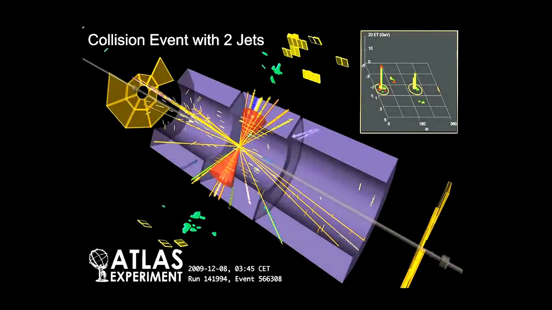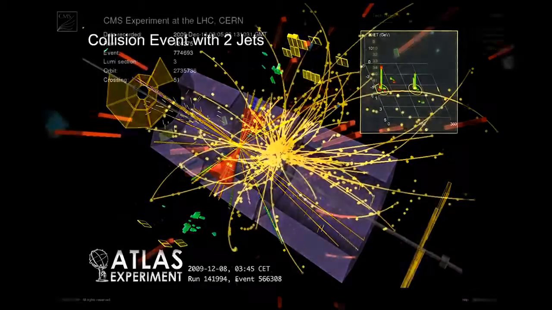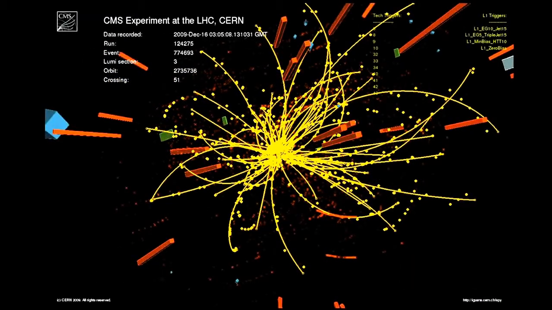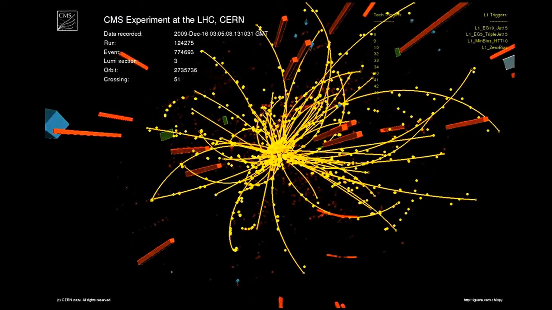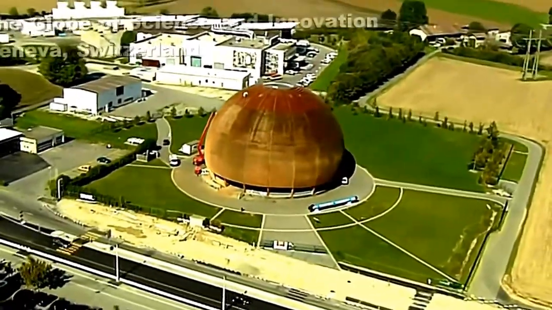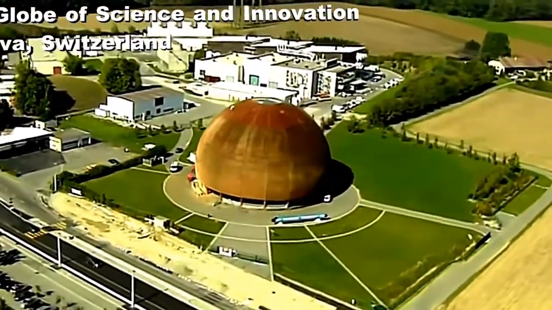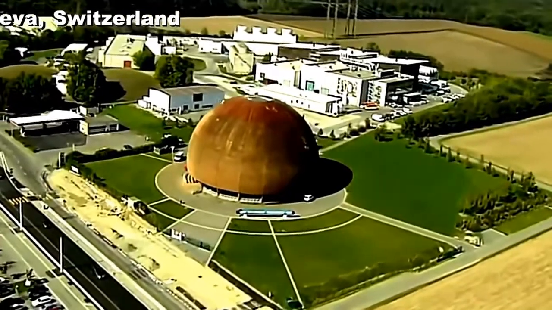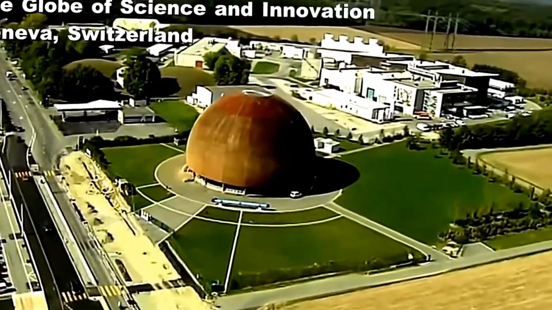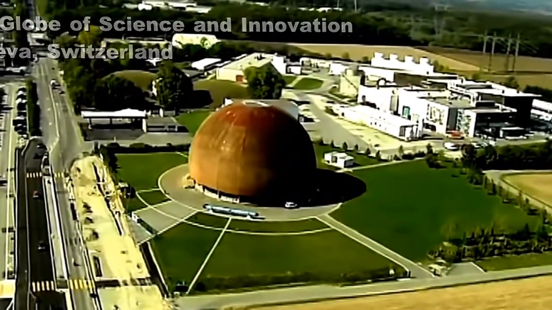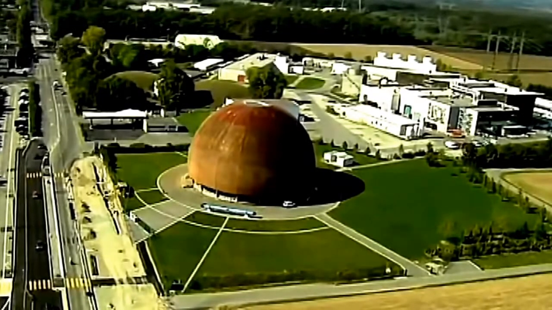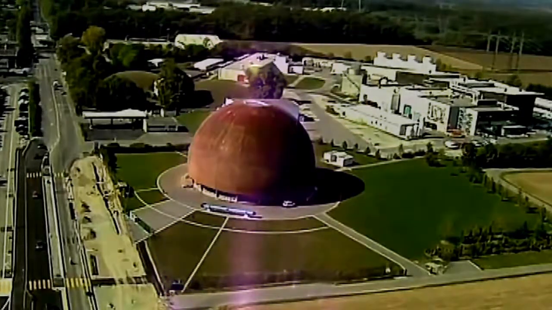In reviewing a video from CERN, I noticed something quite bizarre, and it wasn't in the data from the collisions. It was in the shape of CERN's most well-recognized building, the Globe of Science and Innovation in Geneva, Switzerland. Not only was it a bowl shape, but the design of the building also had a hole in the top of the dome, exactly as my theory would call for.